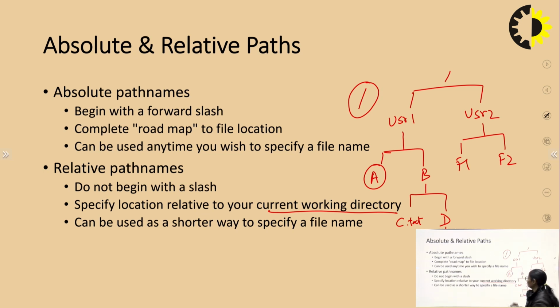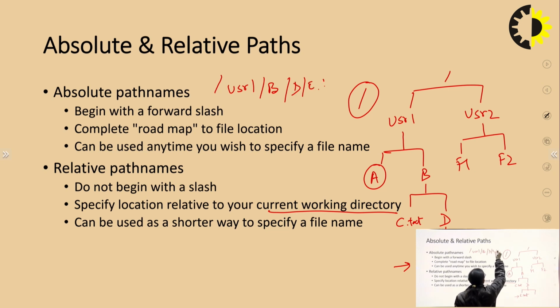Now, when you are working in the A directory and you want to specify the path name of e.txt, how will you give the absolute path name? First you start with the root directory, then you go to user 1, then to B, then to D, and from there to e.txt. This is how you specify this path name.